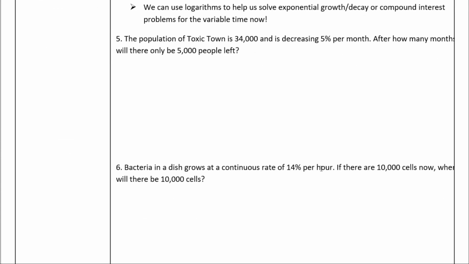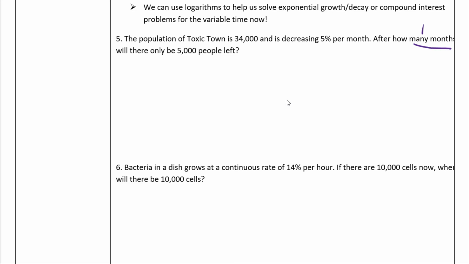Okay, so we can use logs to help us solve exponential growth and decay problems, or compound interest problems for the variable time. So before, when I told you we haven't learned how to find the x-intercept, or how to find the time, now is the time that we can find it. No pun intended there. For the following problem, we want to solve for time after how many months.